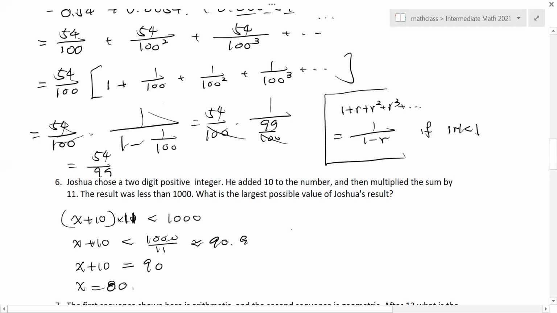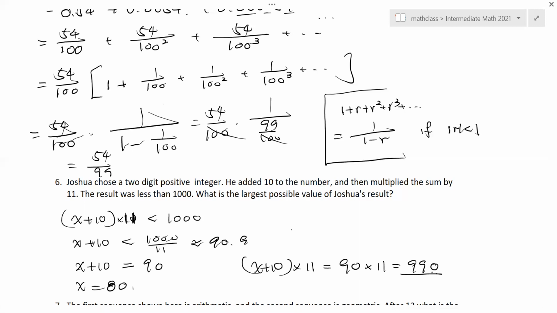But you really don't need to know the exact value for x. All I need is that this is times 11. I know x plus 10, the largest value is going to be 90. So 90 times 11, so 990. So 990 is the largest possible value of Joshua's result. The result means after he adds 10 to the number and then multiplies by 11. So that is the answer.